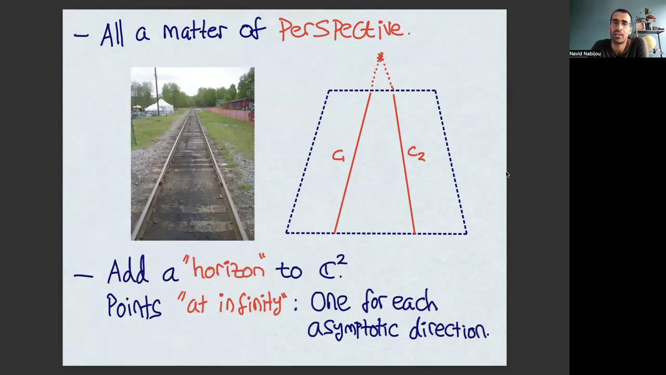So what we're going to do is, just like we extended from R2 to C2, we're now going to extend from C2 to something called the projective plane. And the way we'll do this is by adding a horizon to this C2. So we think of these as some points at infinity, and they correspond to some sort of asymptotic direction. So as a curve goes off to infinity, in the limit, it has some sort of limiting direction, and there'll be new points living at infinity that keep track of that direction, okay?